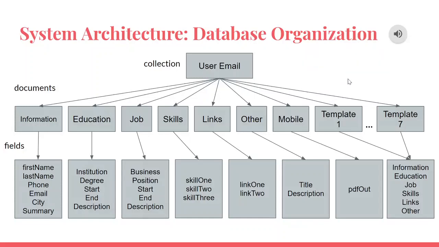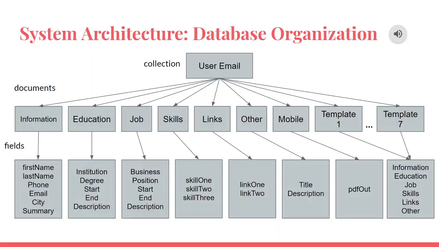Here's a breakdown of the way that our data is organized in Firebase. Each user has their own collection that is linked to their email address. The collection is broken down into a set of documents. Each document has their own respective set of fields. There's a document for information, education, jobs, skills, links, as well as a section for other, which allows the user to save any additional noteworthy accomplishments to their profile.